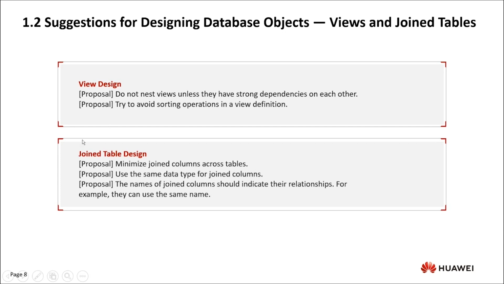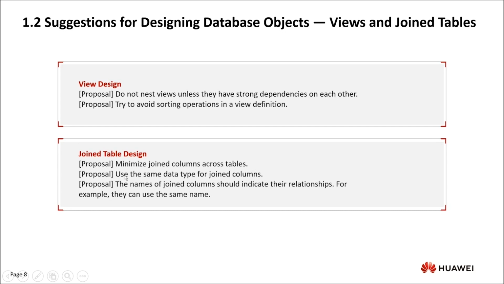Secondly, for the joined table design, here are 3 proposals. The first one is minimize joined table columns across tables. This is for when we are trying to join 2 tables. We need to make sure that we minimize the joined columns.